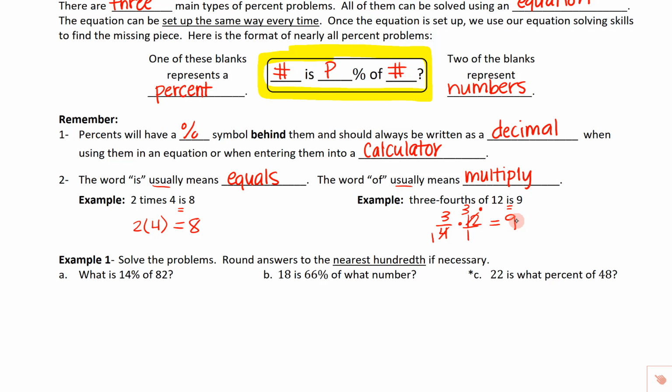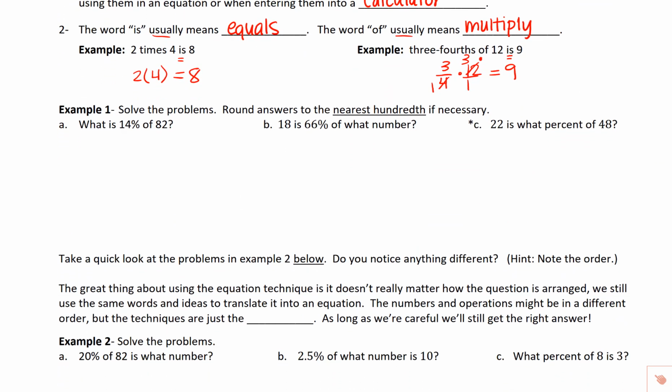Let's look at a couple examples using that highlighted box I have up here. Number is percent of another number. So we're going to solve these problems, rounding to the nearest hundredth if necessary. So we're going to use that. Blank is blank percent of blank. What is 14% of 82? So we don't know what this number is. We don't know what that number is on the other side of is. Then we have 14% of 82.